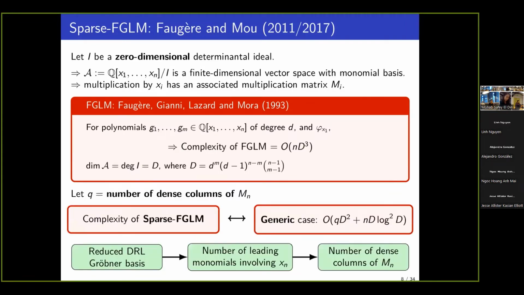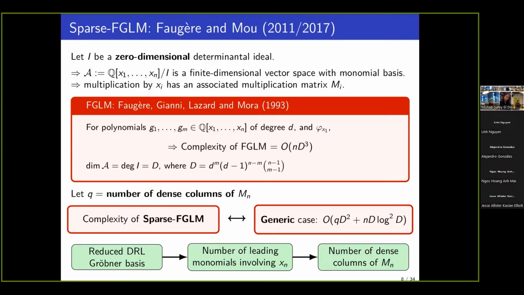But in the generic case, you actually only need this last multiplication matrix Mn. This is the shape lemma that Hugh spoke about just then. And in fact, this matrix is very highly structured. It has many sparse columns and many dense columns. To take advantage of this structure and this generic property, in 2011 and later published in 2017, Faugère and Mou gave this algorithm, sparse FGLM, which has complexity in the order of q d squared, the dominant term, where q here is the number of dense columns of this multiplication matrix Mn.